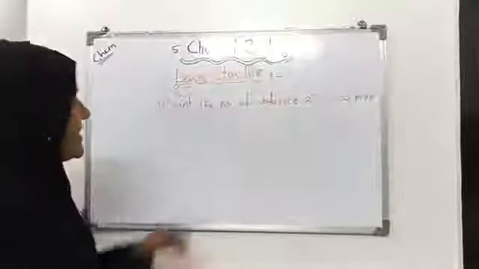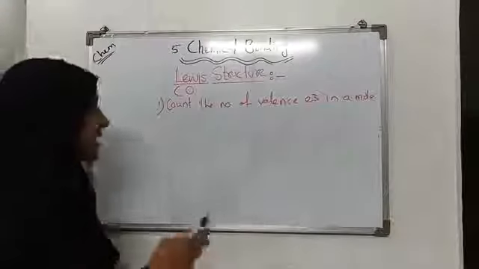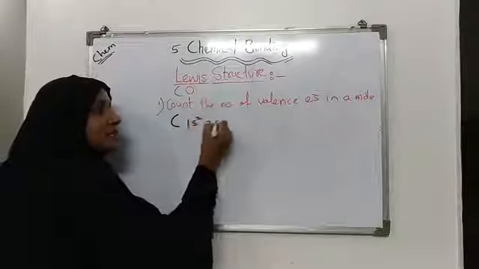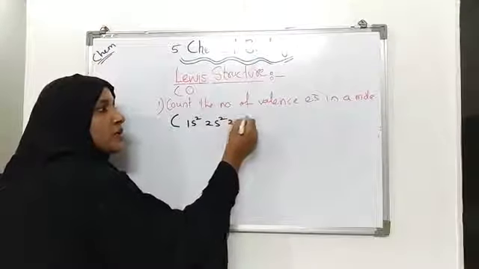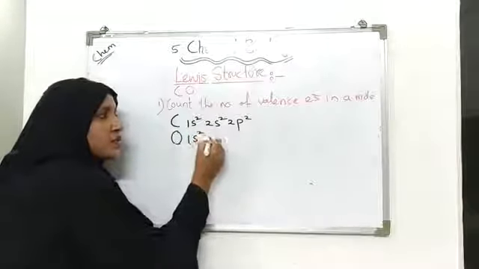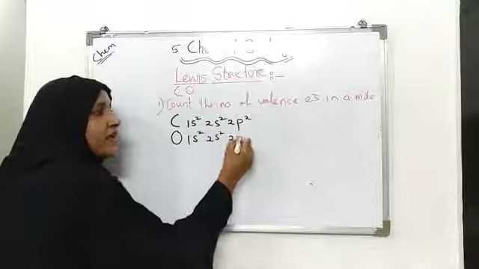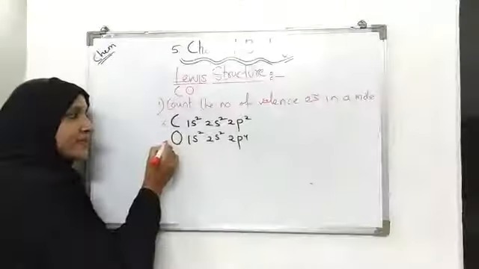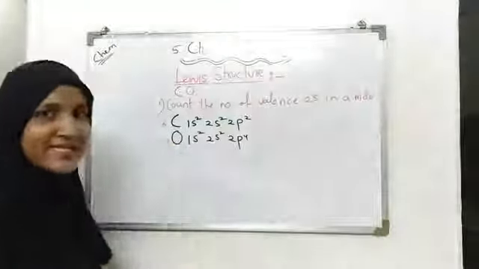Okay. So let's see, we have carbon monoxide. The configuration of carbon we know is 1s2, 2s2, 2p2, and of oxygen is 1s2, 2s2, 2p4, because carbon's atomic number is 6 and oxygen's atomic number is 8.